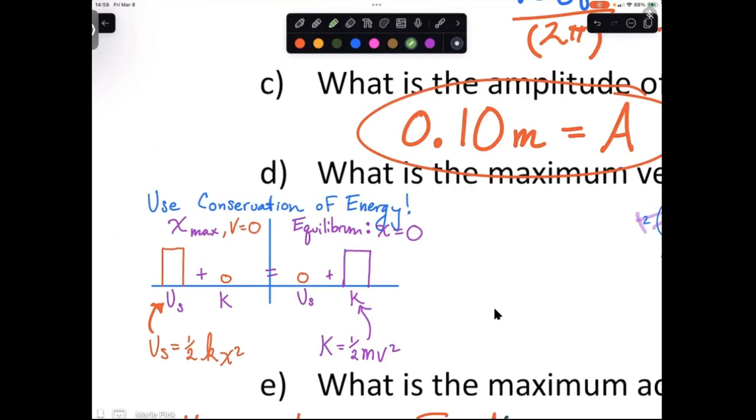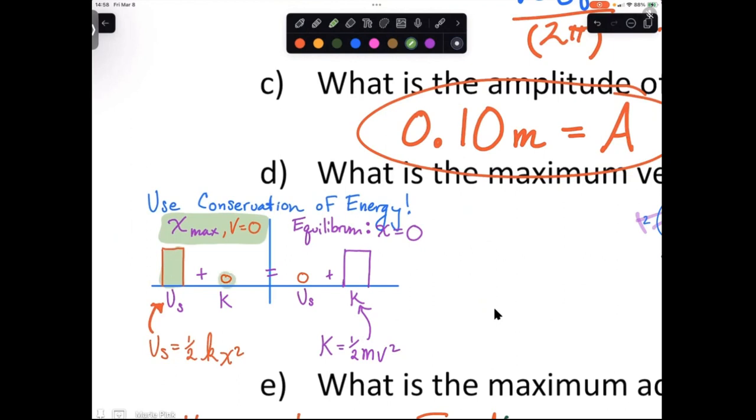So to find that, you're actually going to use the conservation of energy. And so in conservation of energy, we're going to think about our maximum displacement. At our maximum displacement, it's not moving, so our velocity will be 0, which means that all of the energy will be spring potential energy and kinetic will be 0.